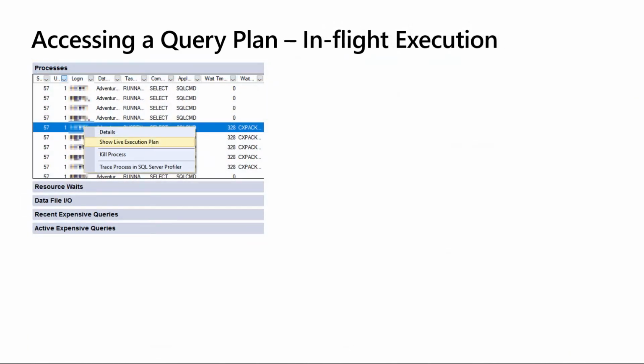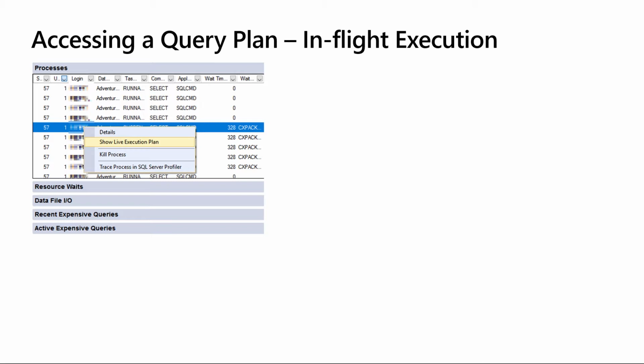There are also ways to access a query plan while it's still in flight. We've seen until now two different ways of accessing a query plan. Before it gets executed, the so-called estimated plan. After it gets executed, the so-called actual plan. But we can also access it while it is being executed. For example, we can access it through Resource Monitor, and you see here an option called Show Live Execution Plan. I can right-click on the session that is running that I want to see the plan, and it will just display that for me.